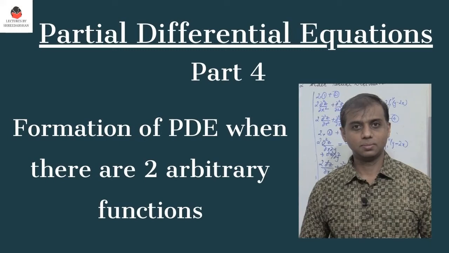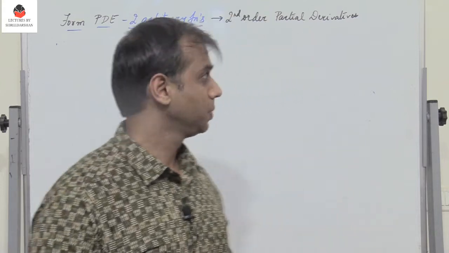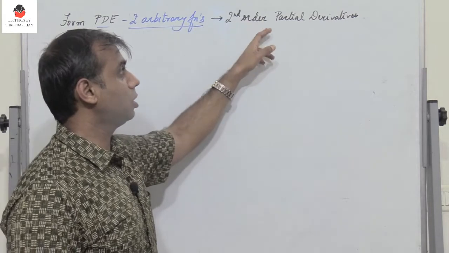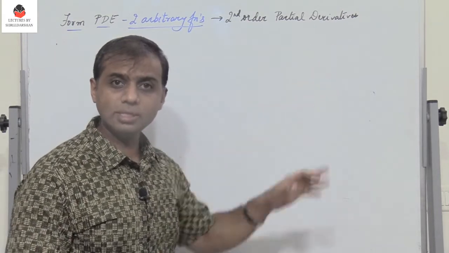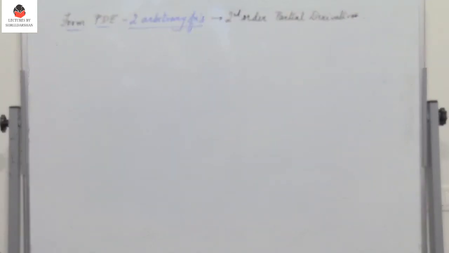How do we obtain the required partial differential equations when there are two arbitrary functions? So if there are two arbitrary functions, then we have to go up to the second order partial derivatives. So let's take a few examples and we shall see how we can obtain the partial differential equation.